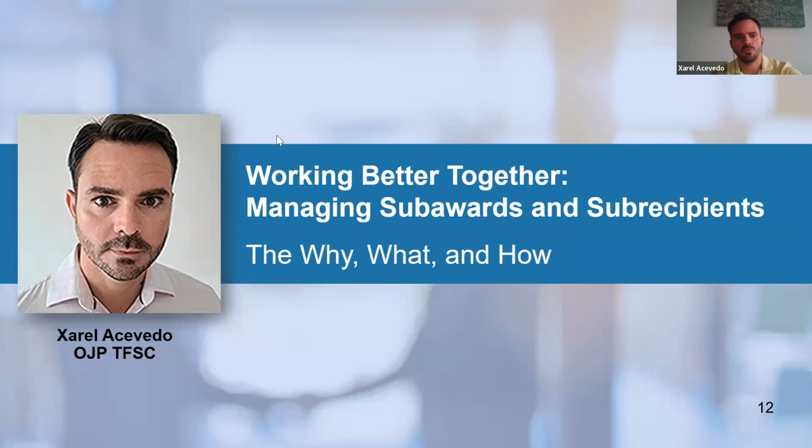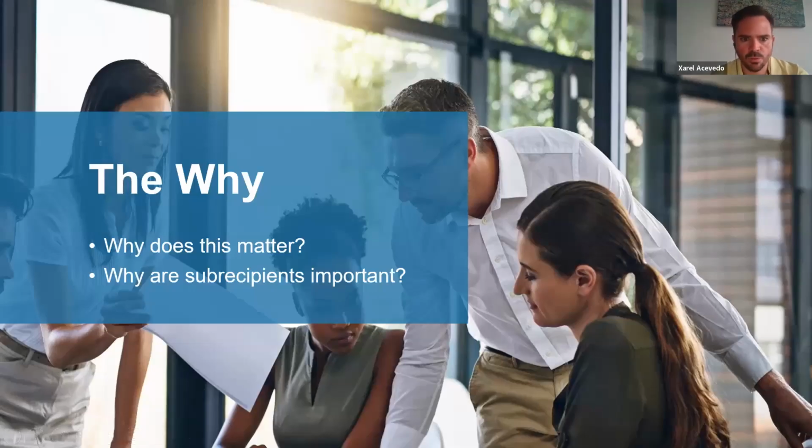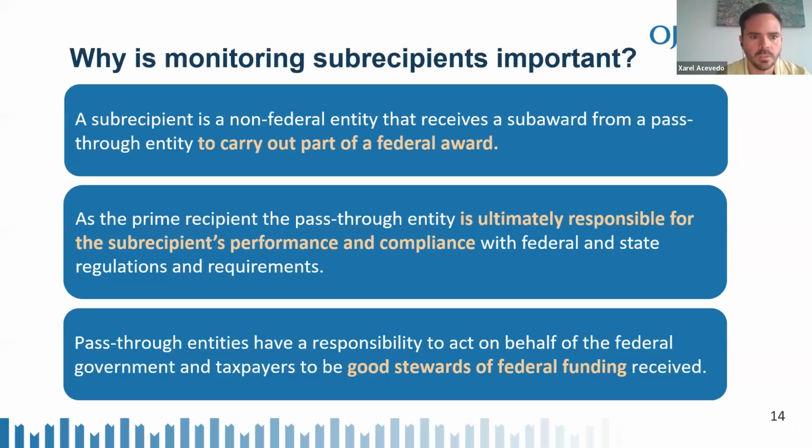All right. Thank you, Russ. Welcome, everyone. So we decided to take a different approach this time to subawards and subrecipients, and we divided it into three main parts, which are the why, the what, and the how. Next slide. All right, so the why consists basically of answering two questions. Why does it matter? And why are subrecipients important?